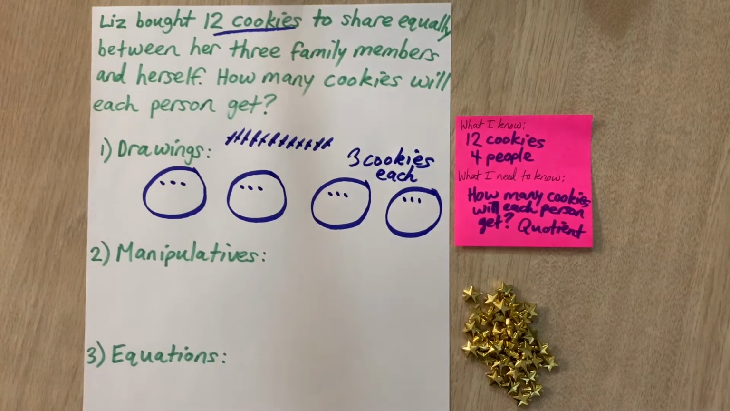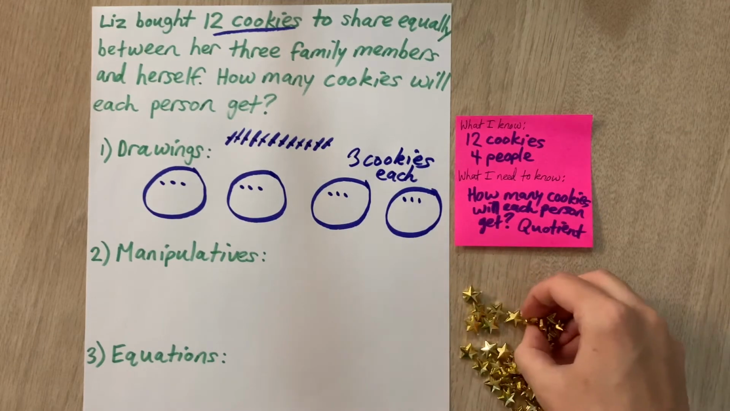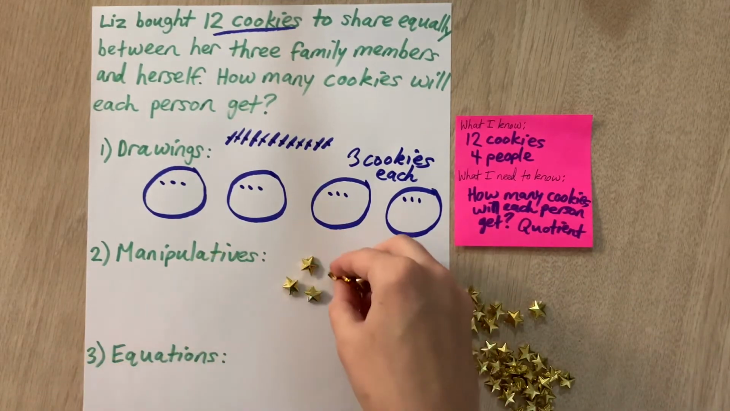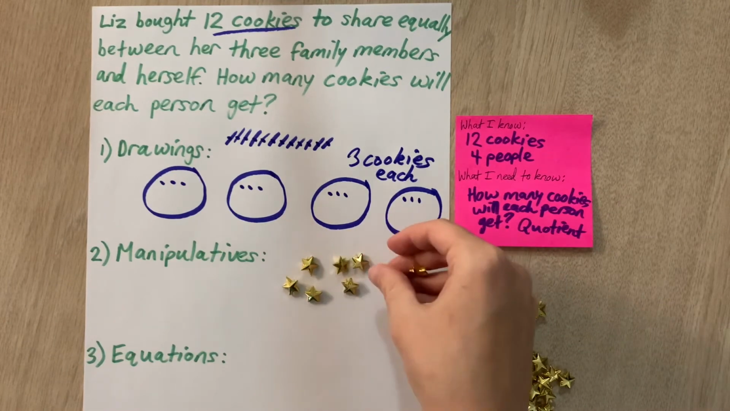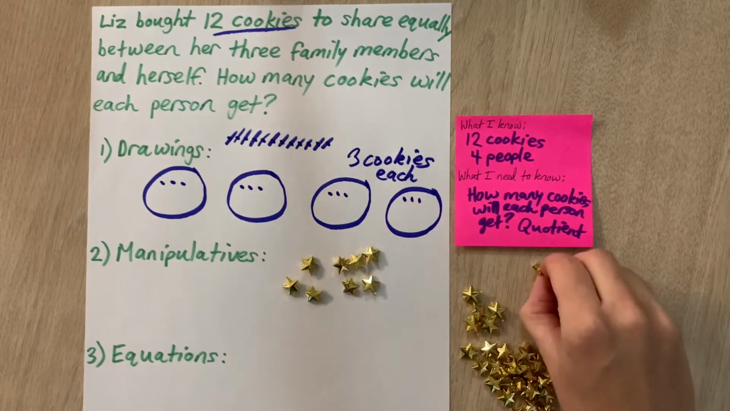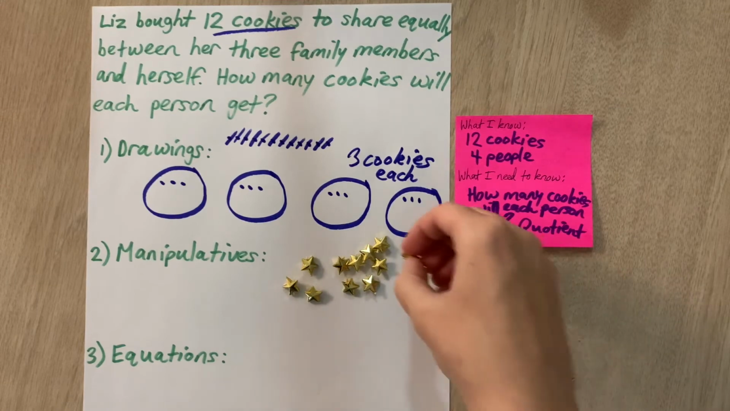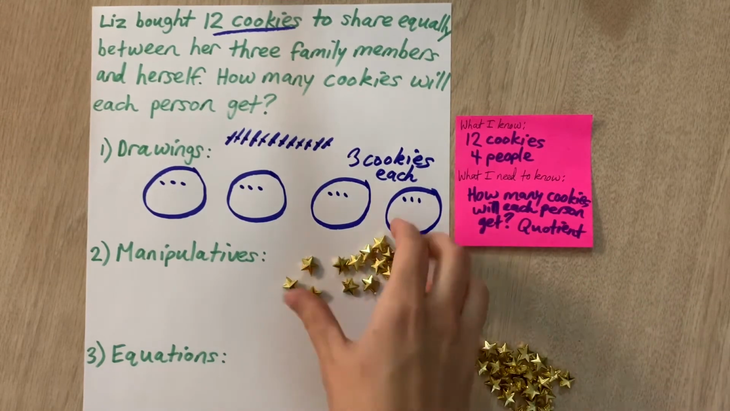Now let's solve it another way using manipulatives. With your beans or beads or gold stars, whatever you have, you're going to take out 12 of them. Let's see: 1, 2, 3, 4, 5, 6, 7, 8, 9, 10, 11, 12. So here I have 12 gold stars.